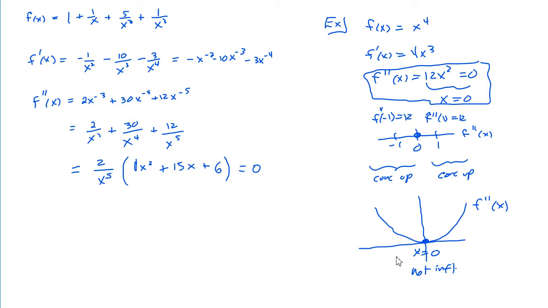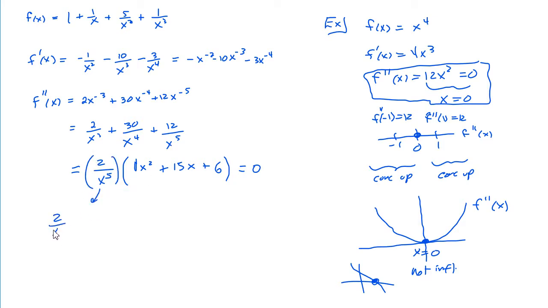You have to check that it does change sign. When the second derivative is 0, you kind of want behavior more like this, where you're passing through the axis. Okay, that's just a quick little look ahead. So if we look at our function from this problem, this is never going to be 0, right?